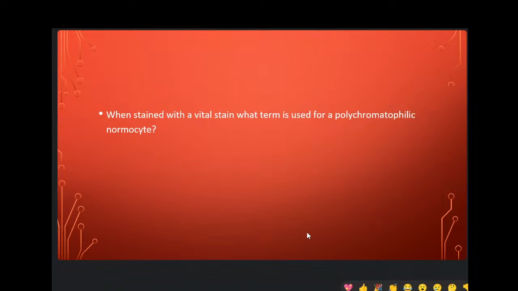Yes. The other name for polychromatophilic normocyte is reticulocyte, right? Reticulocyte. Okay. Now, let's move on to the next slide. You'll find the new term punctate basophilia.